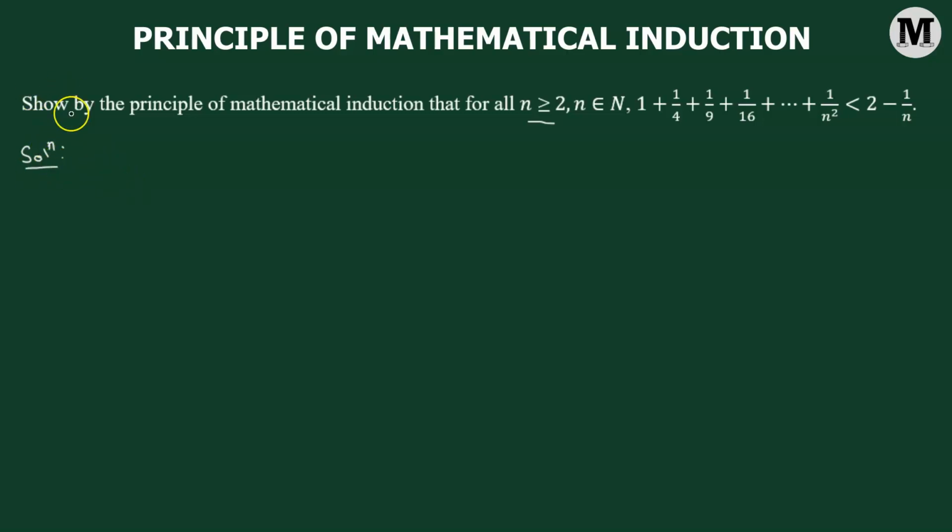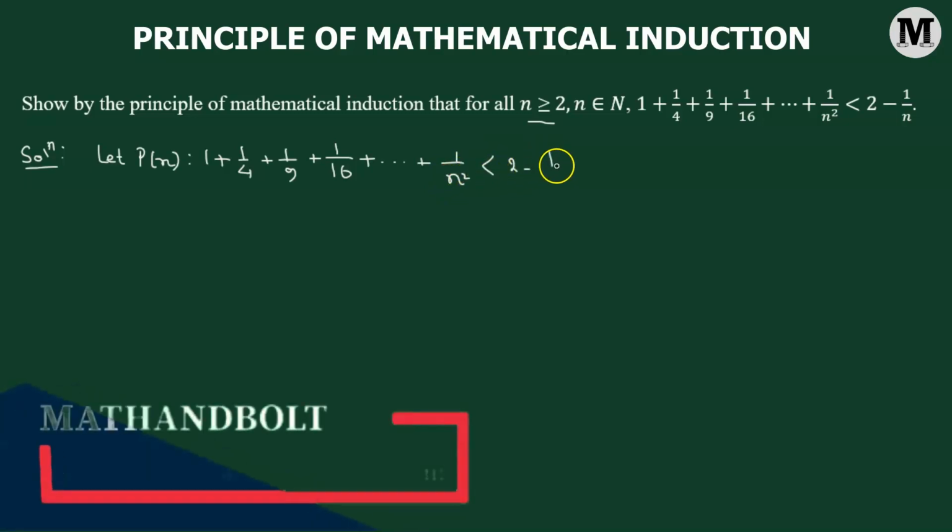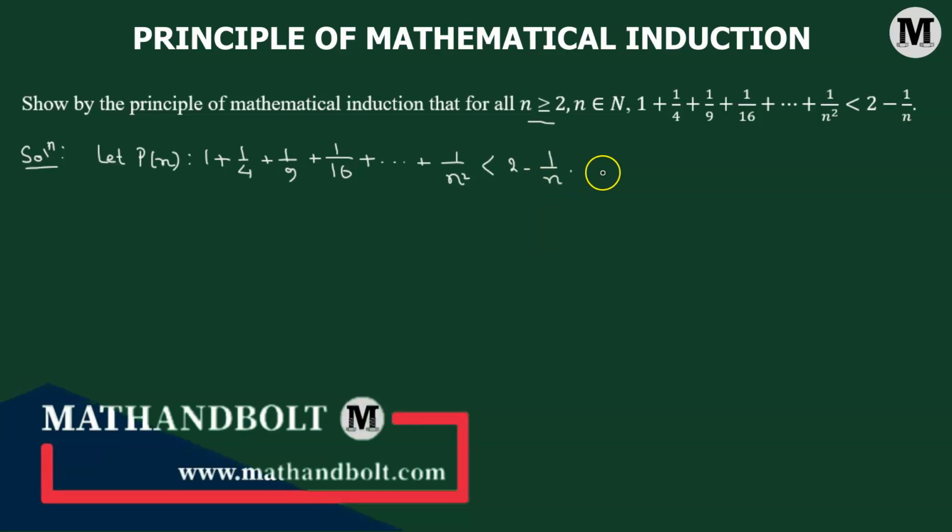of n. So let us say, let P of n be the statement such that we have the inequality 1 plus 1 over 4 added to 1 over 9 plus 1 over 16 going all the way up to 1 over n squared. We're saying that this sum is less than 2 minus 1 over n. So this is our mathematical statement. Let's label this as statement number 1.